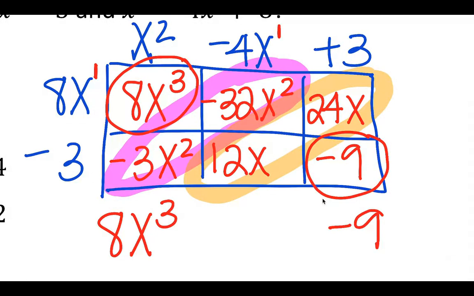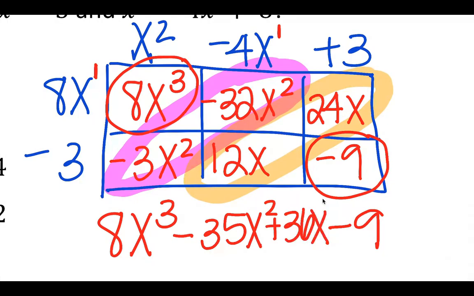So I've got negative 3 and negative 32. Same signs, we add. So I'm going to have negative 35, and I keep the last name of x squared. Then I've got 12 plus 24 gives me 36 x's.